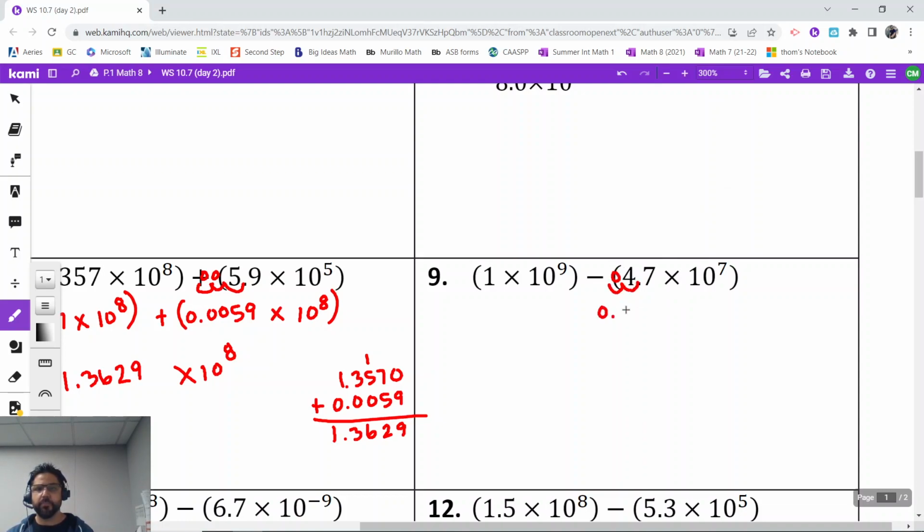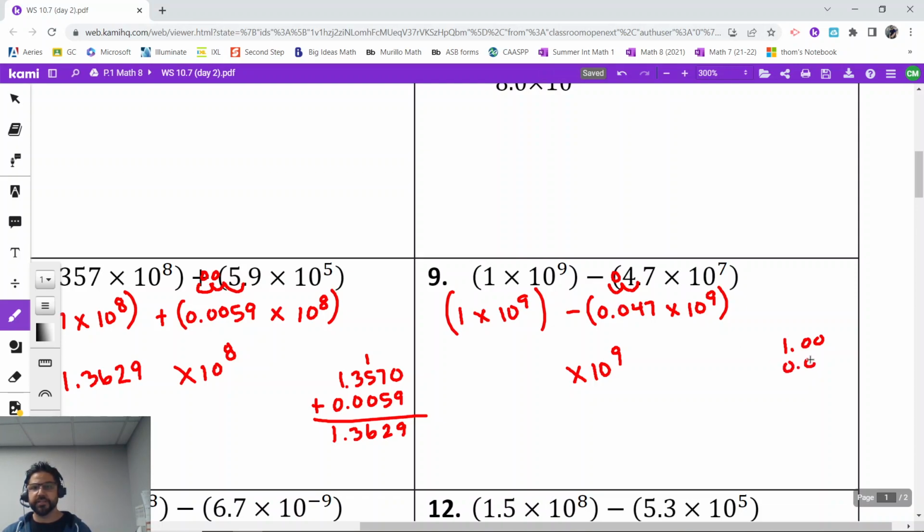So that is a 0.047 times 10, and again, the exponent is now a 9. 1 times 10 to the 9th. Our answer is going to be 10 to the 9th power. And then go off to the side. Now you notice you got some decimals, so let's go ahead and write it as 1.00. The other one is 0.047, so that means I need an additional 0 there.